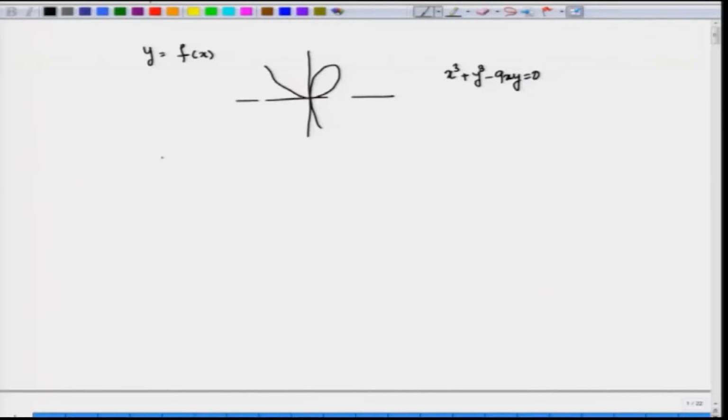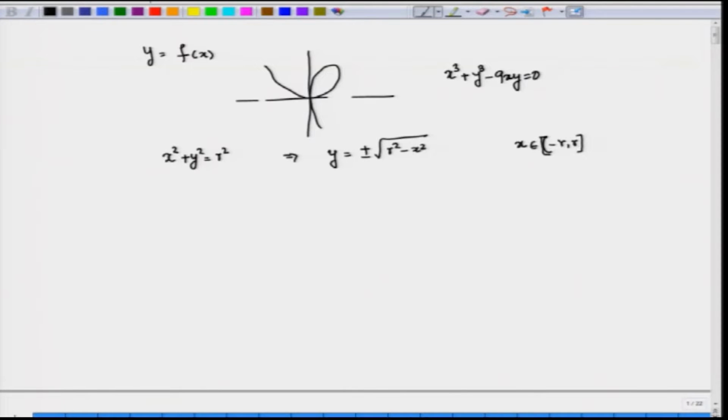Let us take an easy example. Let us say the circle x square plus y square is equal to r square. Here of course, we can write y in terms of x. If we try to do this, then y is equal to plus or minus square root of r square minus x square. This is a circle with center 0, 0 and radius r. So, x goes from minus r to r, included.